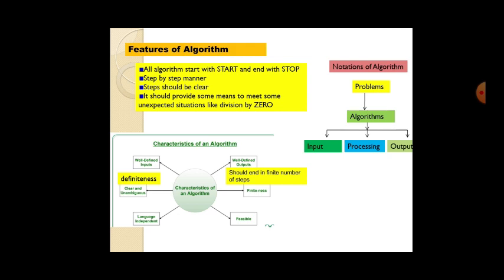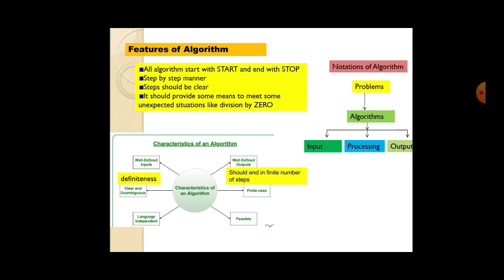It should provide some means to meet unexpected situations like division by 0. So it should tell if the division by 0 comes, what is the next step you have to take. So it should provide some means. If we come across these unexpected situations and our solution is not able to tackle it, then whatever way we are solving will be a wrong thing.